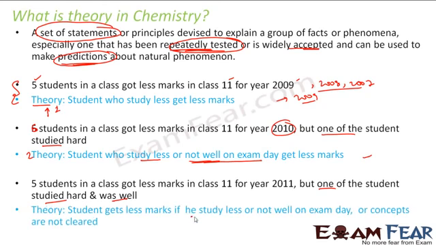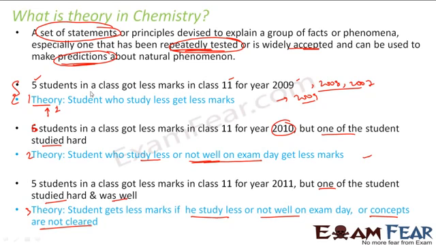a student can get less marks if he studies less. Maybe in the first case, he is not well on the exam day or his concepts are not clear. Sometimes for subjects like science, physics, chemistry, maths, if your concepts are not clear, even if you study hard, you may not get good marks. So this is the theory, correct? I'm just giving a real life example of how theories are formed.